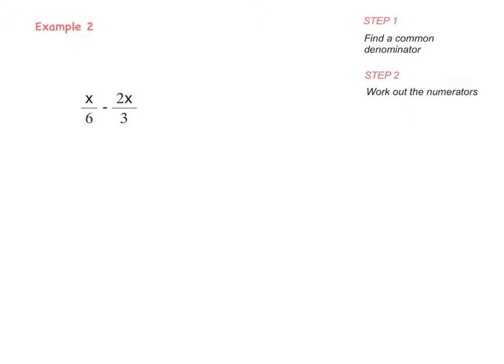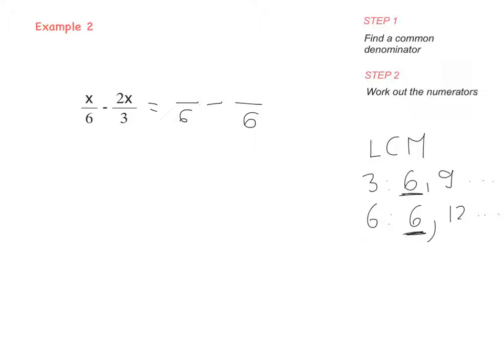Okay, so let's do example number 2. First step, find a common denominator for 6 and 3. So the lowest common multiple for 6 and 3. We have 6, 9, and so on, and 6. The first one is 6, and then 12, and so on. So the lowest one is 6. Okay, so we can use it as a common denominator now. So 6 minus 6, and this is the first step.